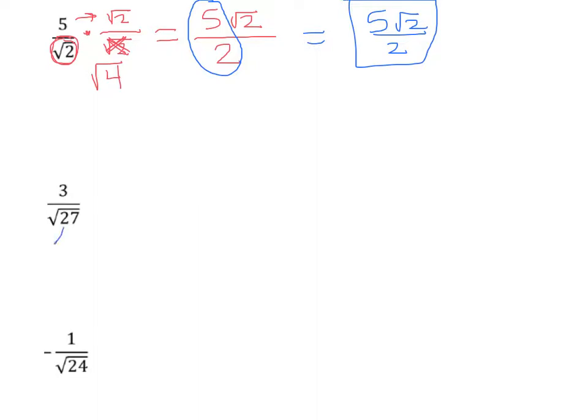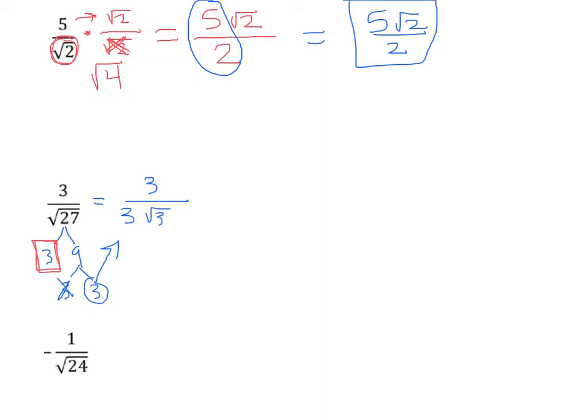So the second one, for square root of 27, first I want to simplify the radical. I'm going to do my factor tree. So 3 times 9, 3 times 3. So I'm going to circle 1 and cross 1 out. So this actually becomes 3 over 3 square root 3. This 3 came out, and this is the only 3 left on the inside.